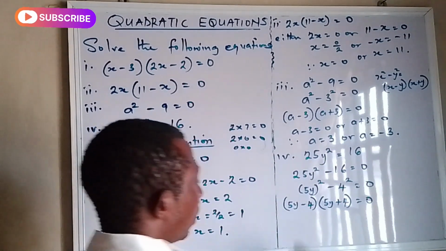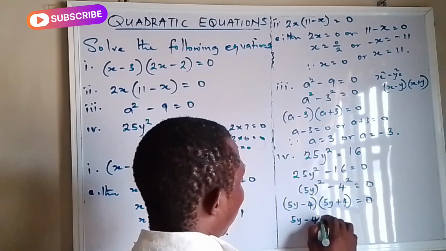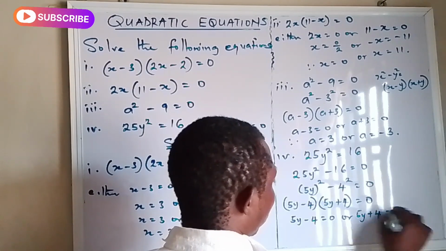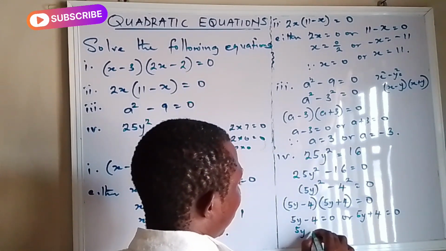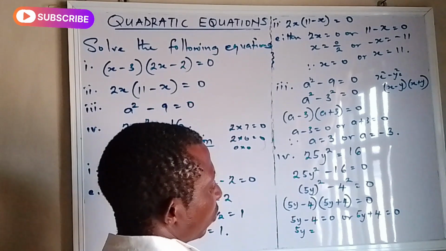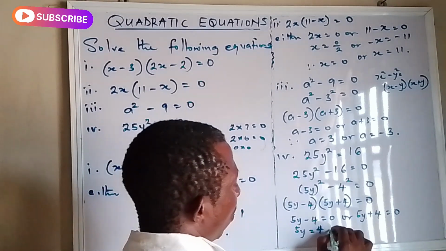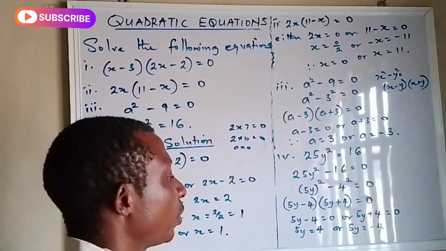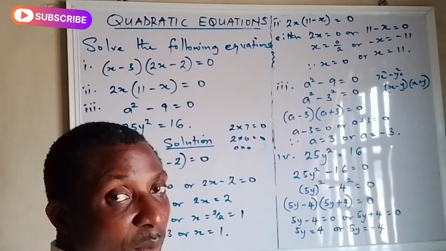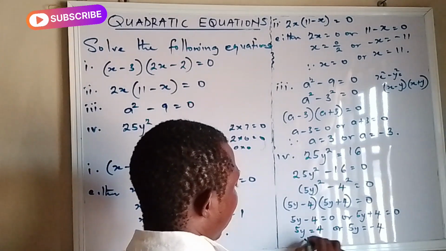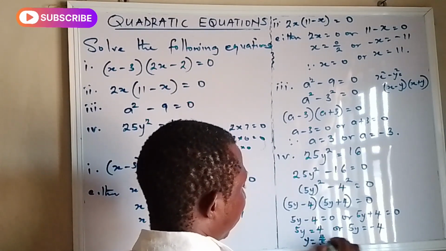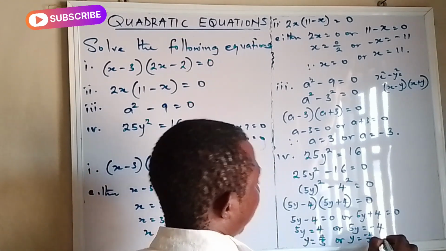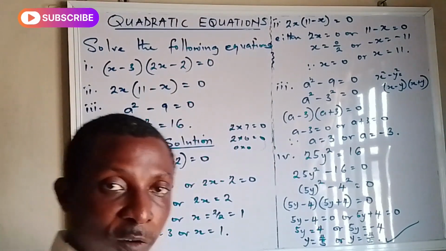Okay, so now we have 5y - 4 = 0, or 5y + 4 = 0. So 5y equals, when you move this one here, it becomes plus 4, that's 4, or 5y = -4. So what do we do next? You divide both sides by the coefficient of y. So we have y = 4/5, or y = -4/5. And this is the answer to the fourth one.